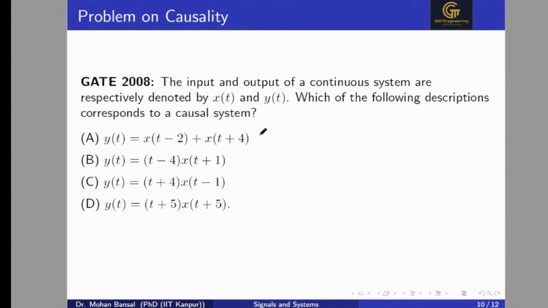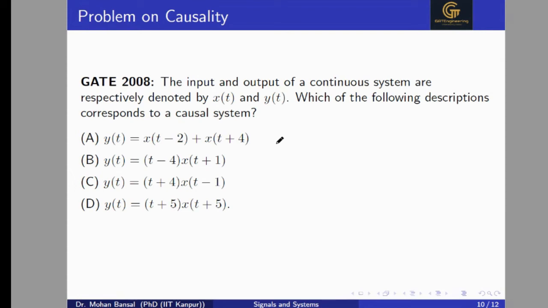Now we'll talk about the causal system. Some input and output relation is given, and the question asks which one is the causal system here. The definition of a causal system is that the output y(t) depends only on the present and past values of the input signal. When the output depends only on the present and past values of the input signal, then we can say the system is causal. Otherwise, it will become non-causal. So we will have to check which option depends only on the present and past values, and which options depend on future values.